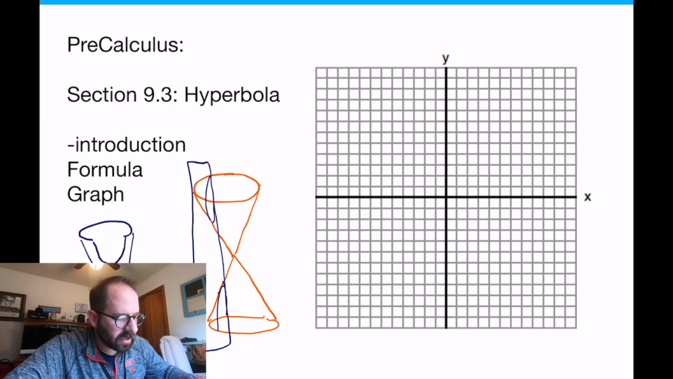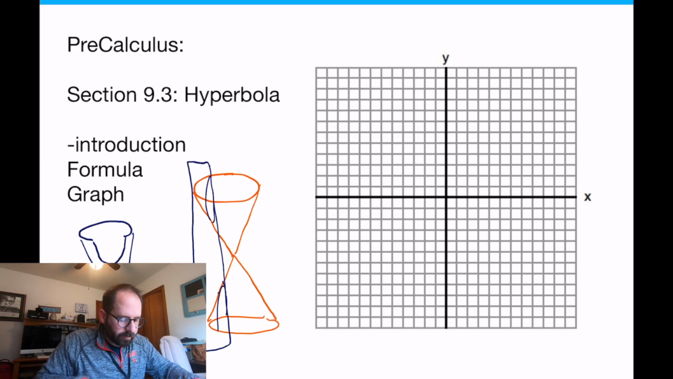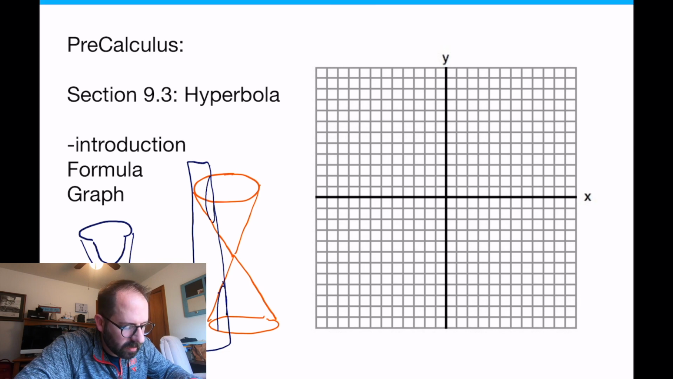But let's take a look at the graph. So other than these pictures of these conic sections, let's take a look at what the formula actually looks like. Okay.